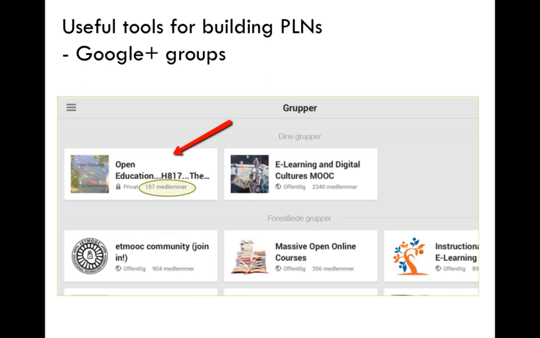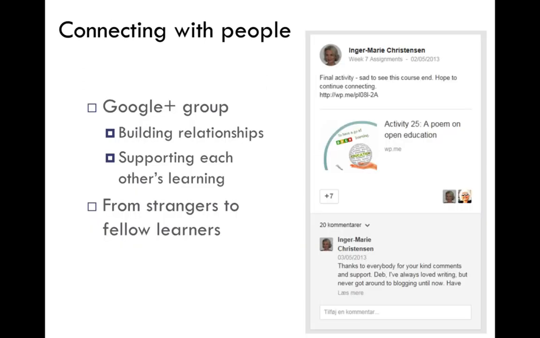As you can see, only 157 out of the more than 500 participants had joined the Google Plus group. Only around 10% of these 157 members were active though.